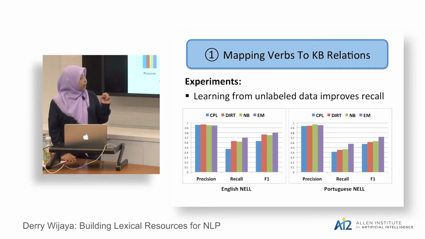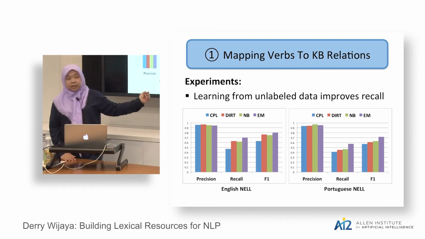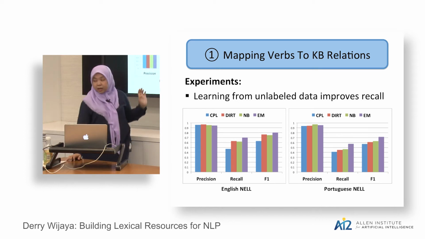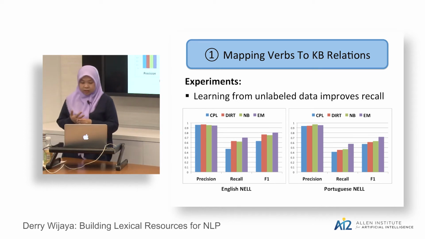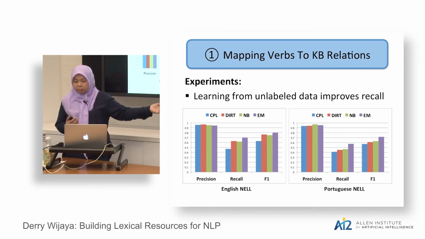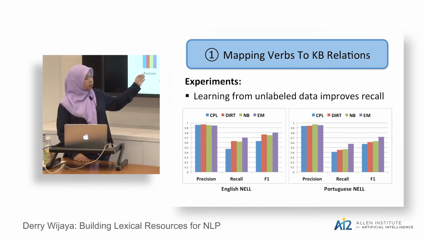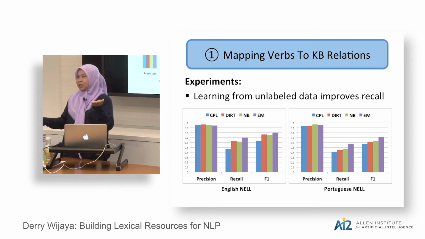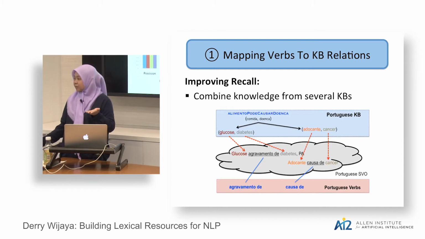So we can see here that learning from unlabeled data, the purple bar, improves the recall quite a lot, and overall the F1 score too. And this happens on both the English NELL and the Portuguese NELL. And as you see here, the Portuguese NELL has lower recall because it has fewer labeled entity pairs, because the English NELL was developed much earlier than the Portuguese NELL. So it has fewer labeled instances.